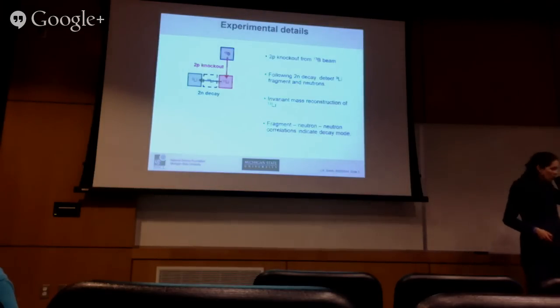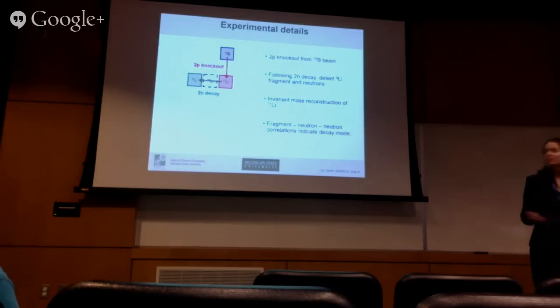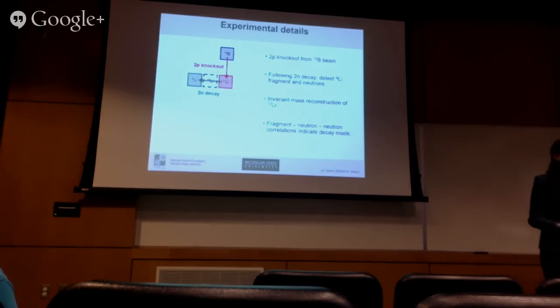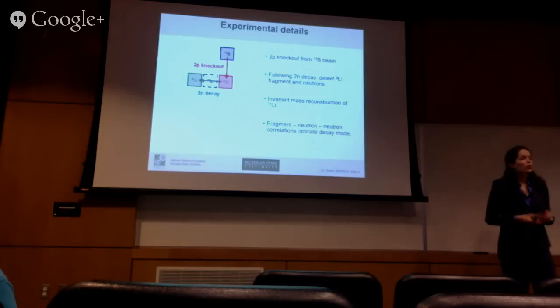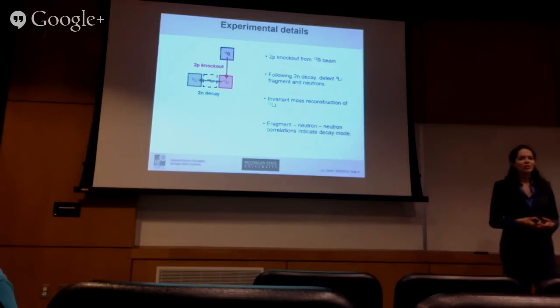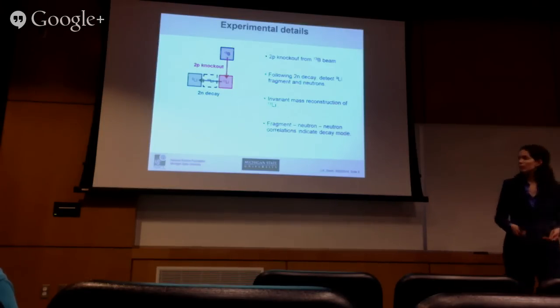Now, to do that, we're going to populate lithium-11 with a 2-proton knockout from a boron-13 beam. This production mechanism has never been done before. We will create unbound lithium-11, which will immediately decay into lithium-9 and 2 neutrons, and we'll measure lithium-9 and those neutrons, and then we'll use the invariant mass method to reconstruct the energy of that state. We will also look at the fragment neutron-neutron correlations as an indication of the decay mode.